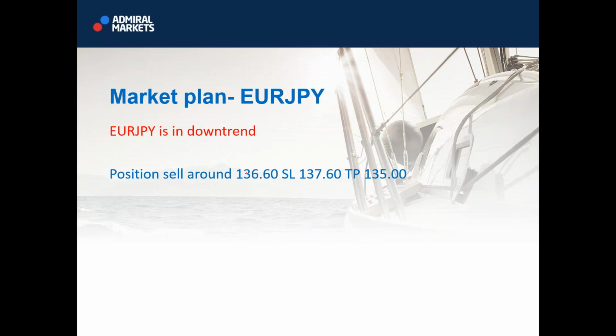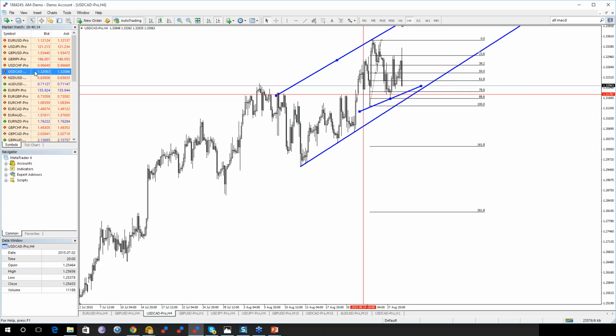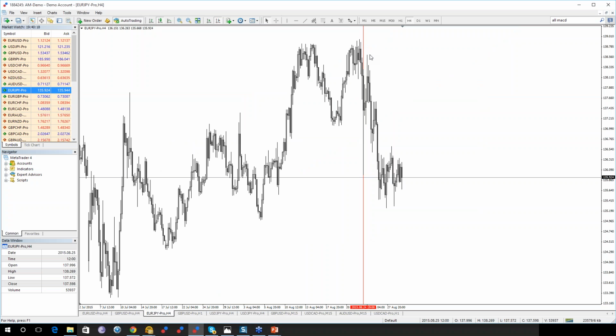Euro yen, which is, from my perspective, a possibly good trade. We need to see this price go to our entry point again. It needs to retrace. Still, it needs to retrace. 136.60. 100, I will put.